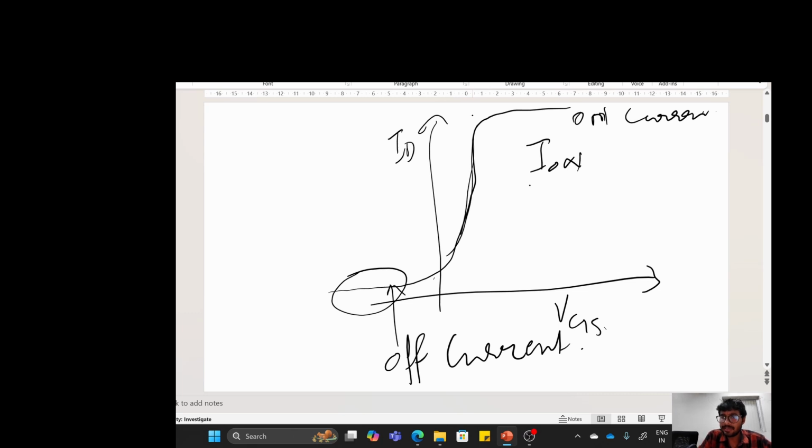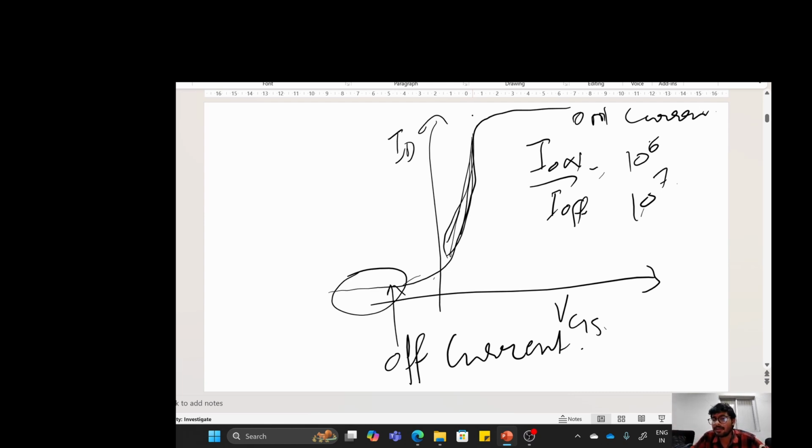I on divided by I off should be as high as possible, like 10 raised to power 6, 10 raised to power 7 is desired. And also this transition is nothing but the subthreshold slope or subthreshold swing, so how much voltage is required for a decade of change of the current, to increase the current by a decade.